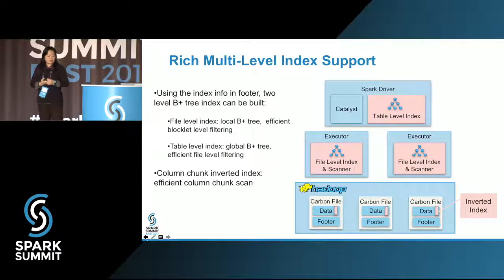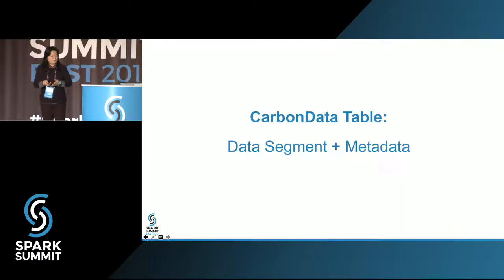Beyond the B-tree index, we also support a column chunk level inverted index where the data are sorted within a column chunk. This is generally applied to very low cardinality columns so that we can achieve a better compression ratio, as well as do a quick binary search on the column chunk data when we are applying a filter expression. We will have an example to showcase how we leverage all three different types of indexes later on.